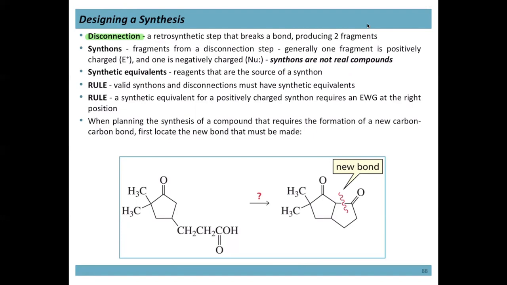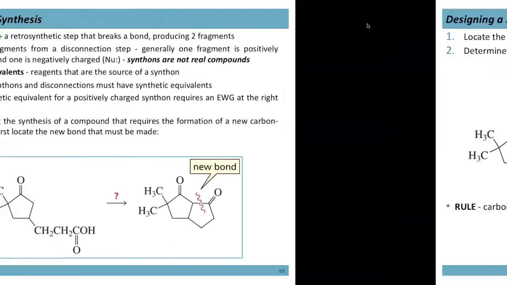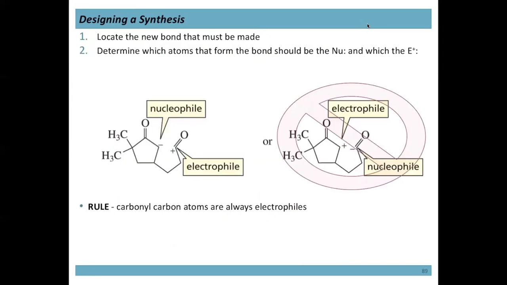This term synthons, I mentioned it before, but it is synthetic equivalents. They're not real molecules. They're just getting an idea of where would the nucleophile be and where would the electrophile be. And once we have our synthons, then we actually have, well, what are the synthetic equivalents? What are the real reagents that would provide that synthon? So let me just show you what we mean by synthons and synthetic equivalents. So when we design this synthesis here, remember, we're trying to connect these two carbons there.